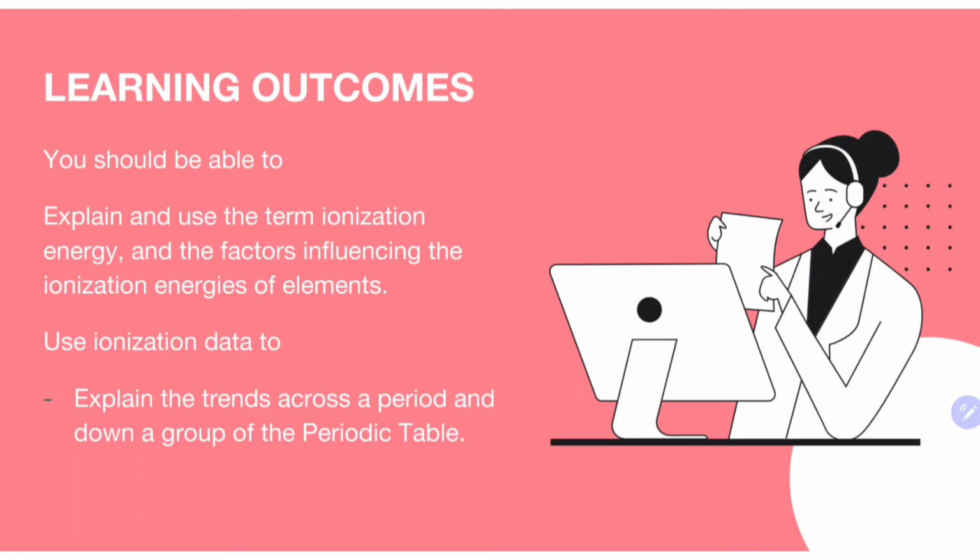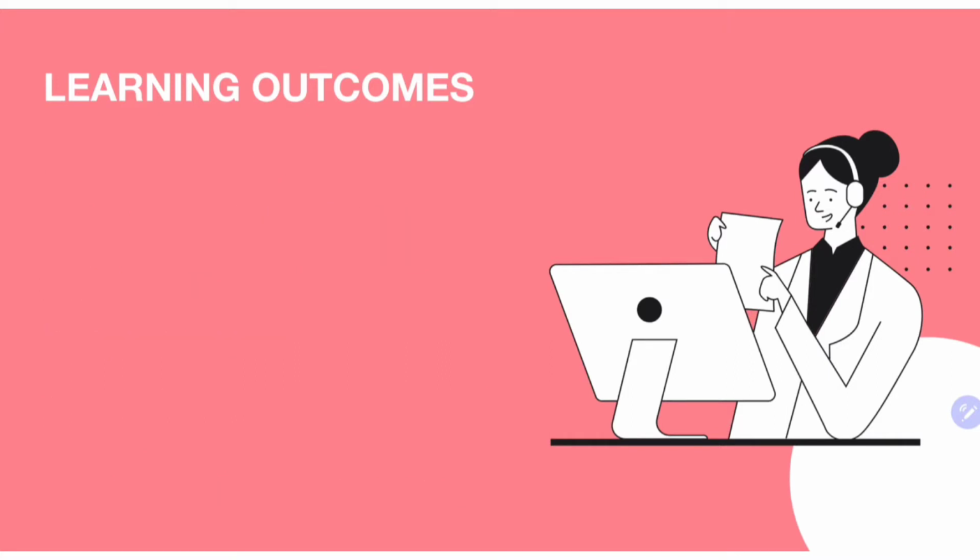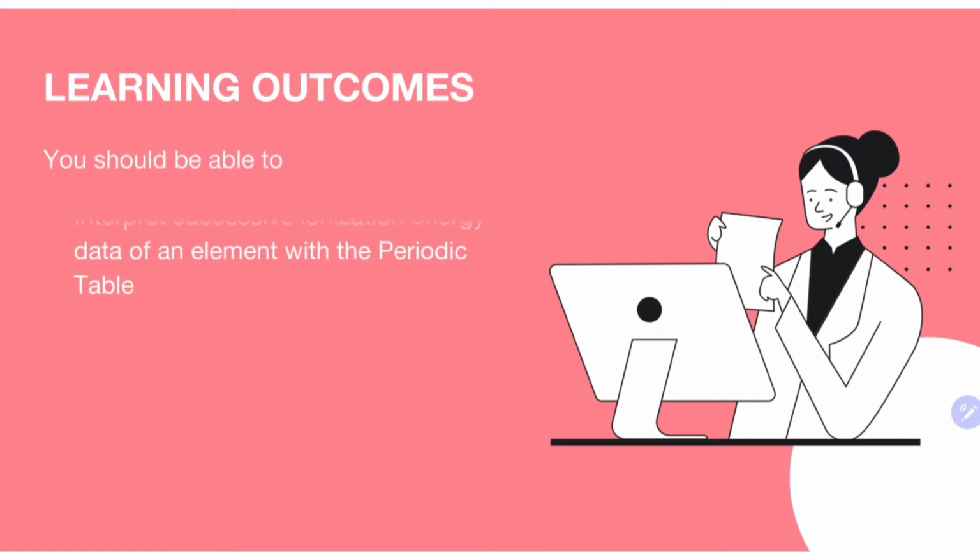Then you can use ionization data to explain the trends across a period and down the group of the periodic table. Deduce the electronic configurations of elements. And then you should be able to interpret successive ionization energy data of an element with the periodic table.